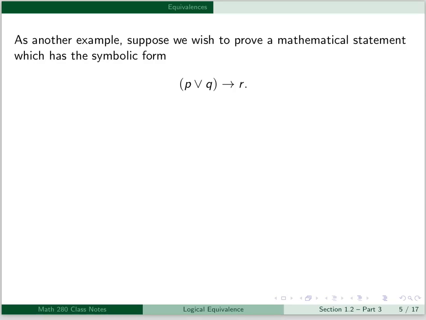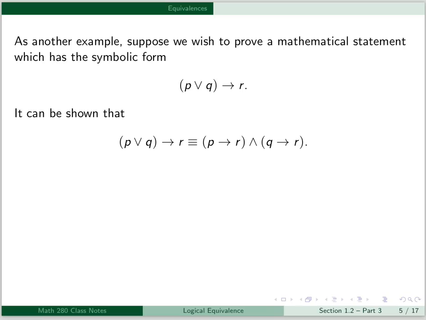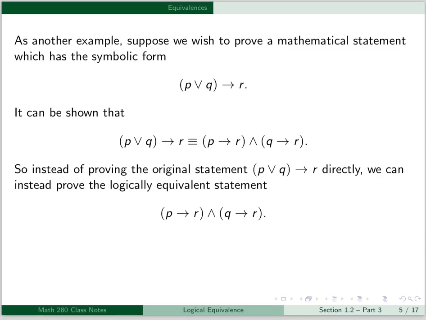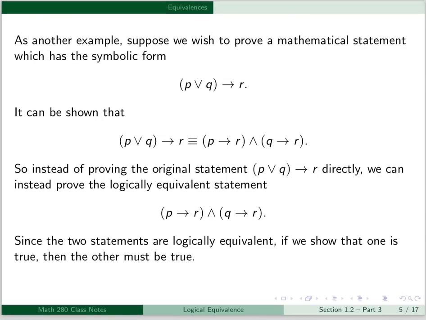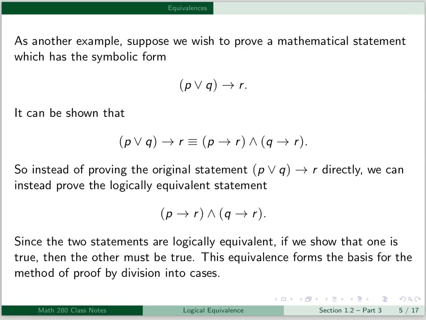As another example, suppose we wish to prove a mathematical statement which has the symbolic form P or Q implies R. It can be shown that P or Q implies R is logically equivalent to P implies R and Q implies R. So instead of proving the original statement P or Q implies R directly, we can instead prove the logically equivalent statement P implies R and Q implies R. Since the two statements are logically equivalent, if we show that one is true, then the other must be true. This equivalence forms the basis for the method of proof by division into cases.